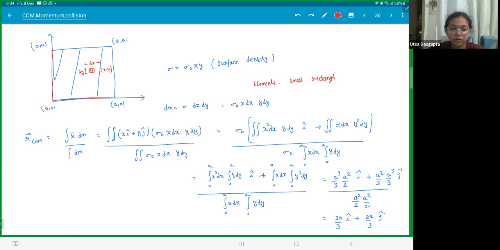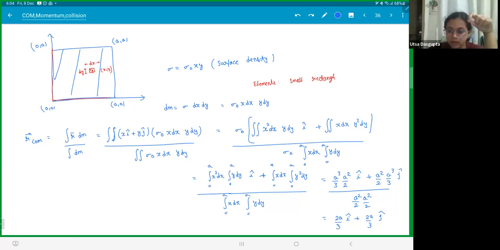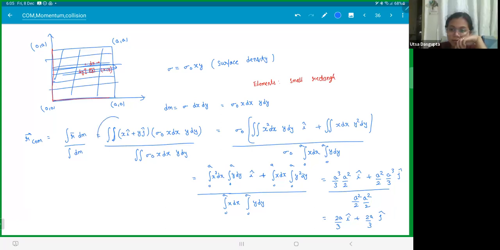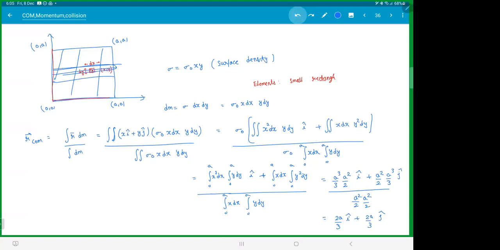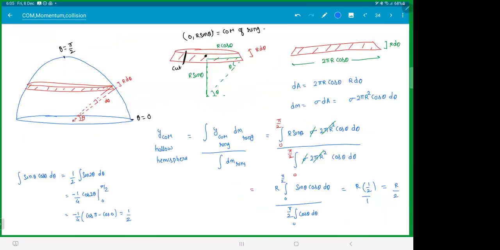Now, Utsa, you're saying something? Sir, what if we took a rectangular strip with length A and height dy? Then you have to integrate in that rod also. So first you have to integrate for this rod and then integrate all these rods. Would that work? Instead of that, I just did double integration at the same time. Okay. You're integrating 2 times, right? I did the same thing, but at once. Okay.